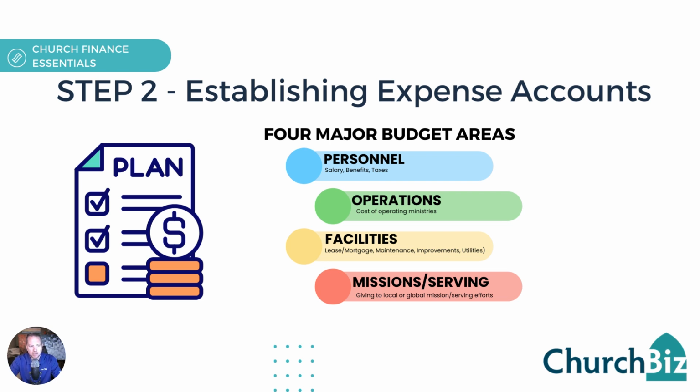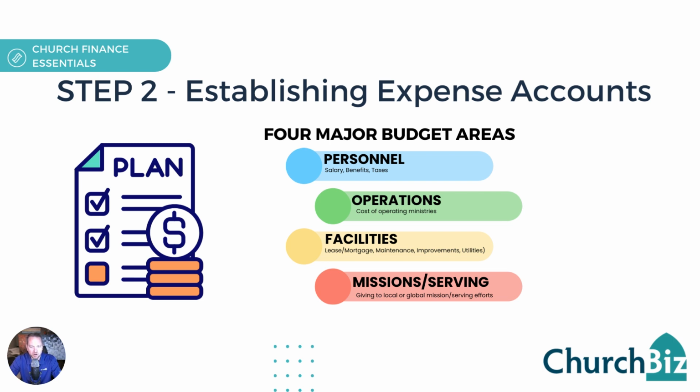Operations is another major category, and this is going to be the cost of your operating ministries. I've got a few specific examples I'll give you in a minute, but this is essentially things like hospitality on a Sunday, the cost of running small groups. We want to do a big Easter bash, and so the cost of special events, things like that, the cost of operating ministries.